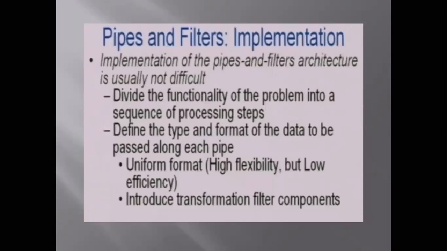The next thing is how we are going to implement pipes and filters. The implementation of pipes and filters is straightforward. The first thing is that we have to divide the functionality of the problem into a number of processing steps. We are just subdividing the different functionality into different processing steps. We will define the type of format which will be traversing all through the pipes and filters. If there is some uniform format, then it will have high flexibility.